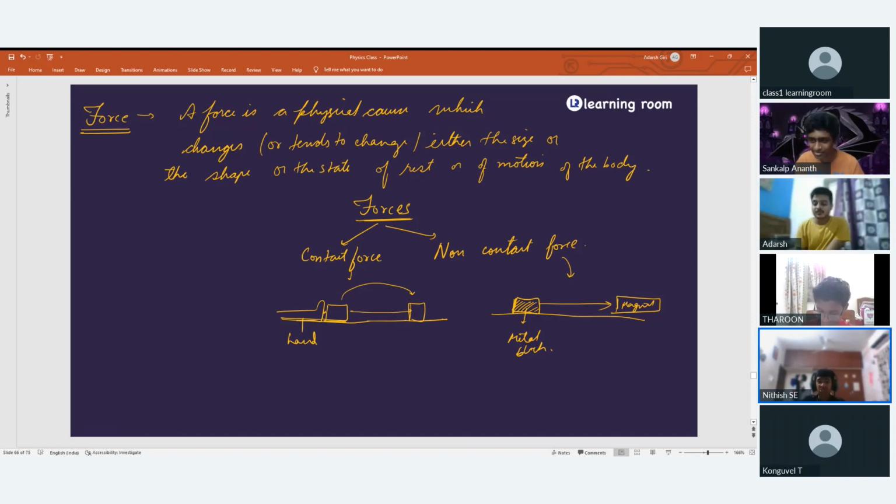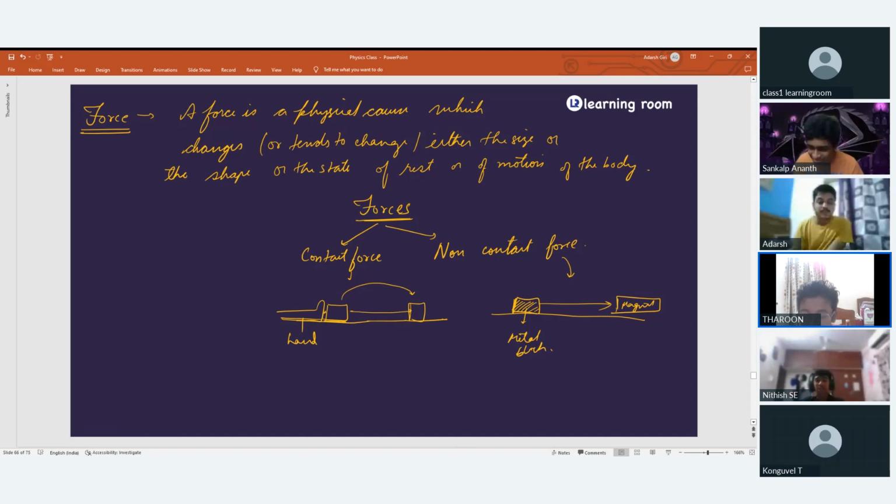So what about pulling it with the threads? Is it still contact force? It's contact force, right? Because you are not touching the metal box, but you are applying the force here. So this is contact, and this is applying the force here. Again, here is also a contact. It's like Newton's cradle: force gets transmitted.